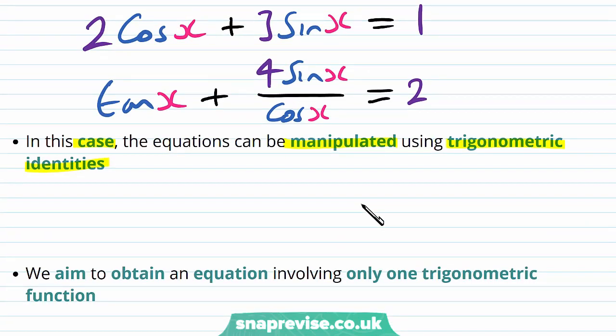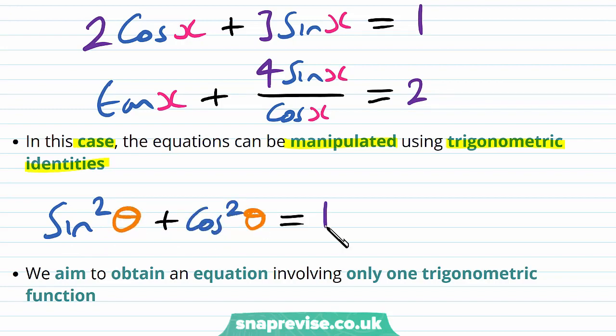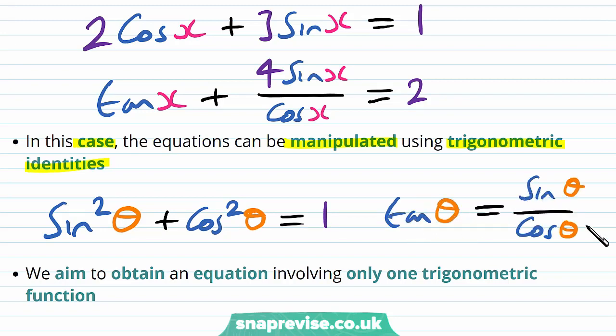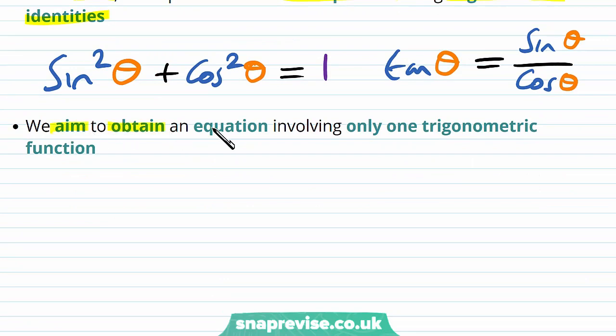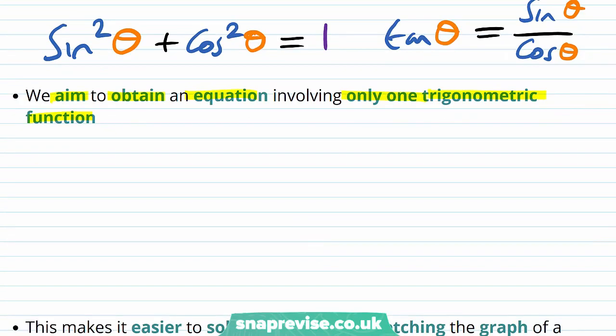In particular, our favourite identities so far are sine squared of theta plus cosine squared of theta equals 1, as well as that tan of theta is equal to sine of theta divided by cosine of theta. We aim to obtain an equation involving only one trigonometric function. For example, we'd like to transform our equation so that we get equations like the following.